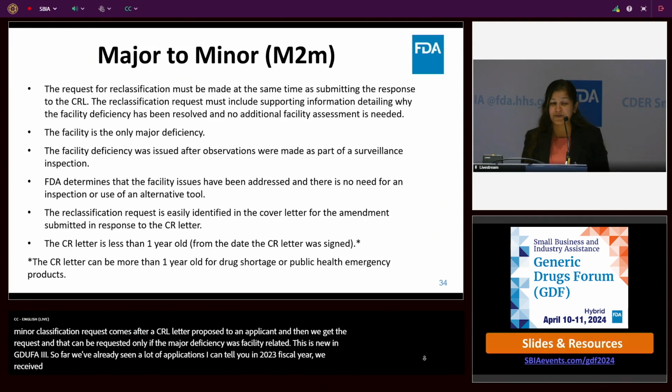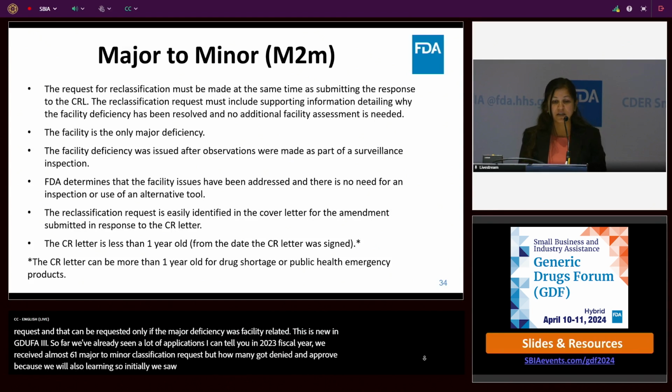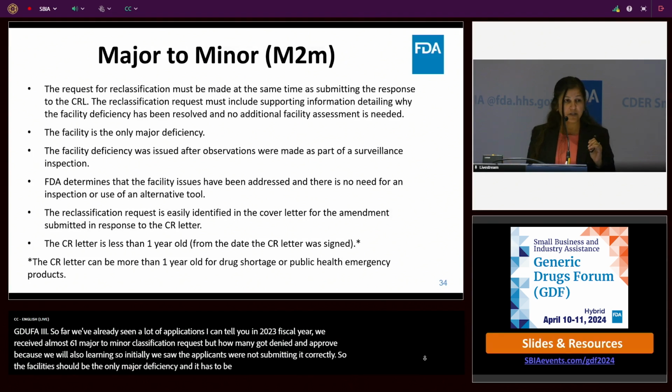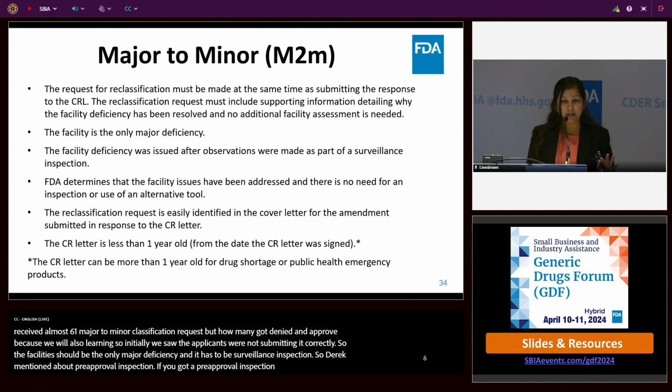How many got denied, how many got approved, because we were also learning. Initially we saw that applicants were not submitting it correctly. Facility should be the only major deficiency, and it has to be through surveillance inspection. Derek mentioned pre-approval inspection. If you got a pre-approval inspection and your facility was deficient, we would not accept a major to minor reclassification.